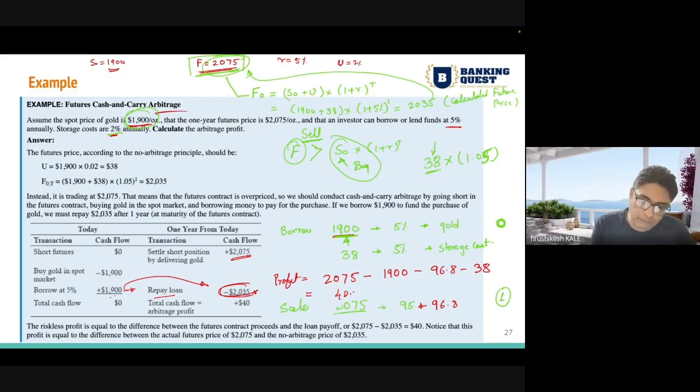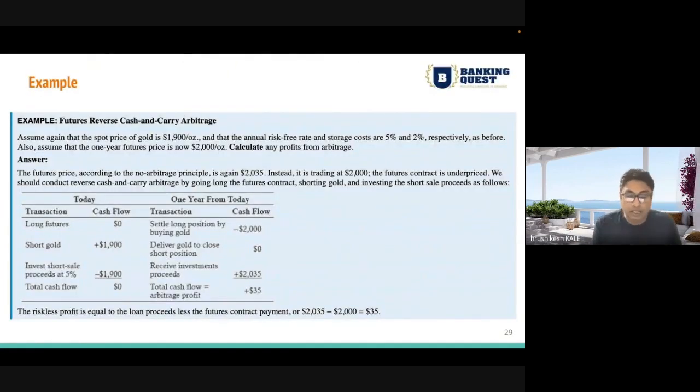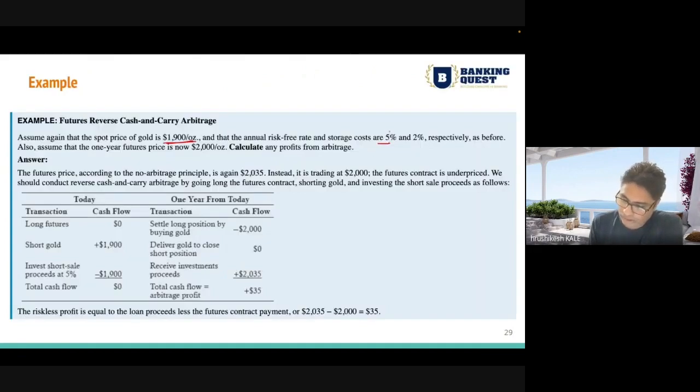Now, one example of this is definitely going to come: calculating arbitrage, reverse cash and carry. Let's see another example. Now, please help me while doing so. The spot price of gold is again 1900. 5% and 2% are the interest rate and storage cost. The 1 year future price is just 2000.